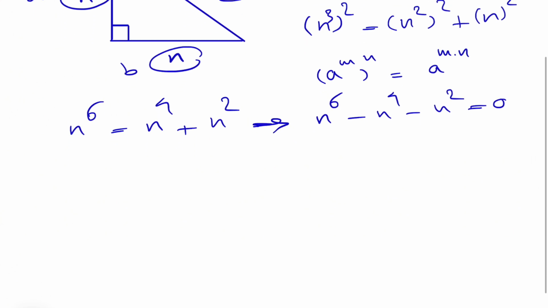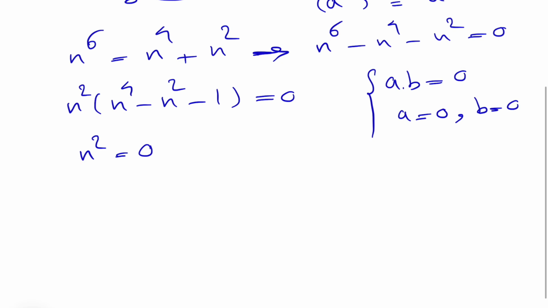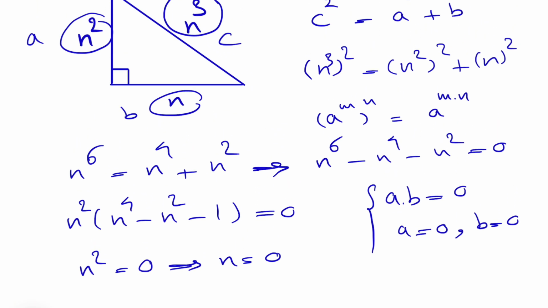Looking at this, we can see that we can factor n squared from each of these. And we have n squared times n to the 4 minus n squared minus 1 equals 0. And we know if we have a times b equals 0, that means a can be 0 or b can be 0. So n squared can be 0. Solving this, we get n equals 0. If we get back to the question, we have a right triangle and n cannot be 0, so this answer is not accepted.